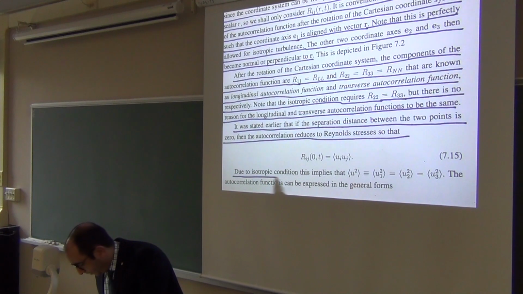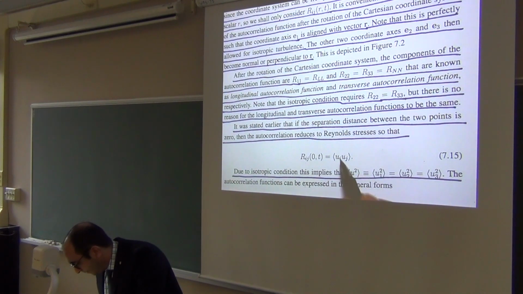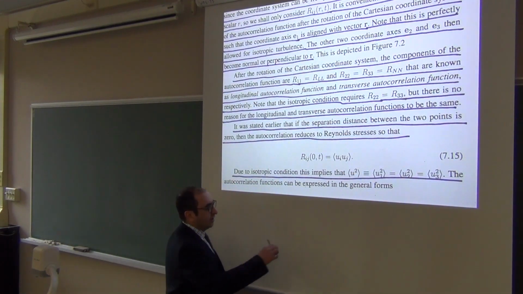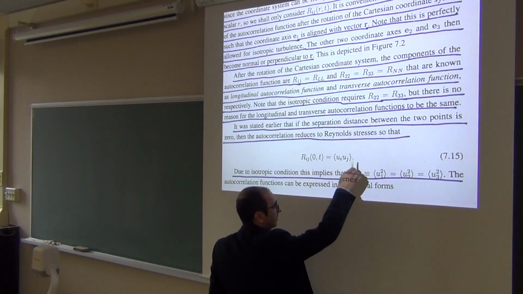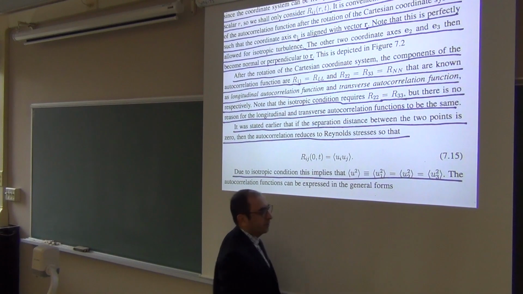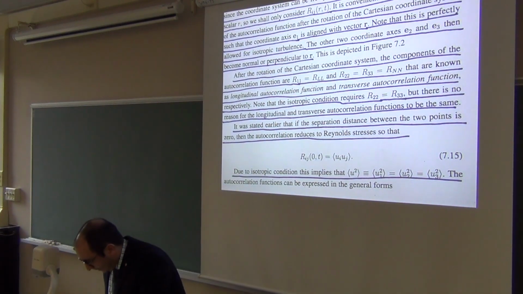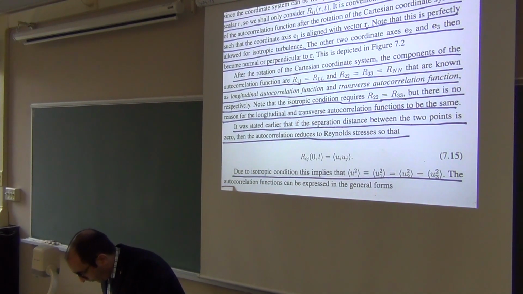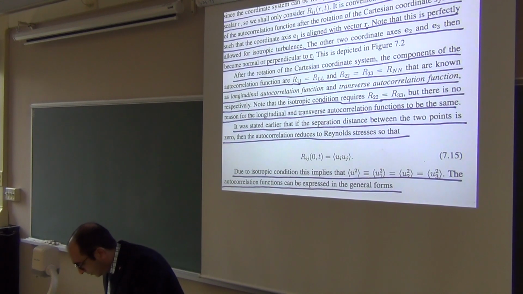If it's an isotropic condition, if i and j are the same, all of them are the same, like U squared, V squared, W squared, they're all the same. Or U1 squared, U2 squared, U3 squared, all the same. Then the other correlation function can be expressed in a general form as follows.